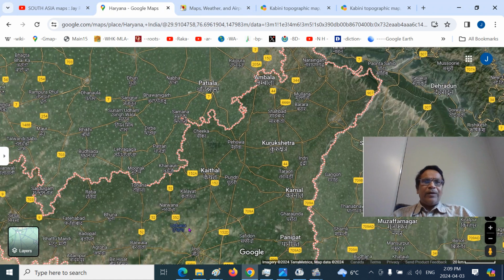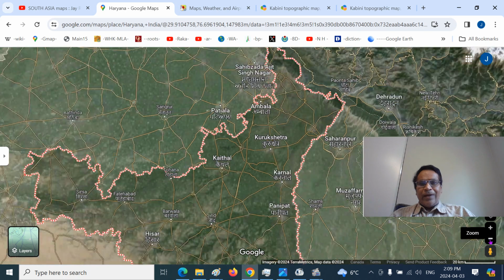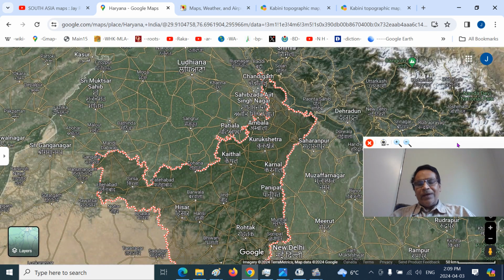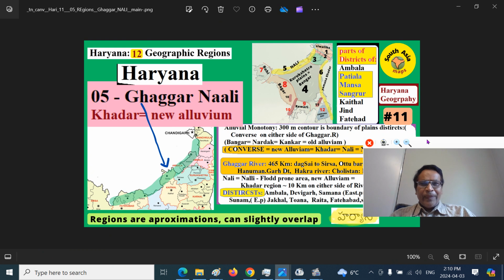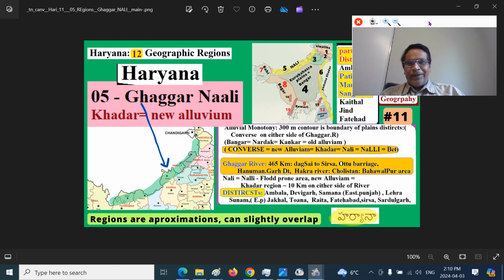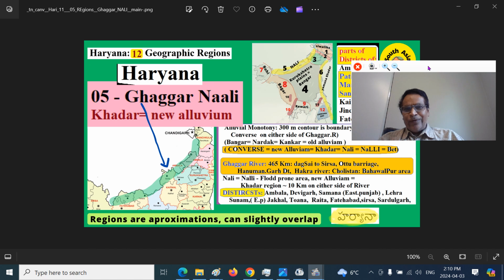For practical purposes, you can say the Ghaggar River is the boundary of the 1966 bifurcation of Punjab under the Punjab Reorganisation Act, PRA. North of the Ghaggar is the Powadh and Punjabi speaking area. South of the Ghaggar are Haryanvi, Hindi, Bagri, Bangru, Khariboli, all these various dialects of Western Hindi speaking areas. So that's about the fascinating Ghaggar Nali Khadar region, the new alluvium we talked about today.